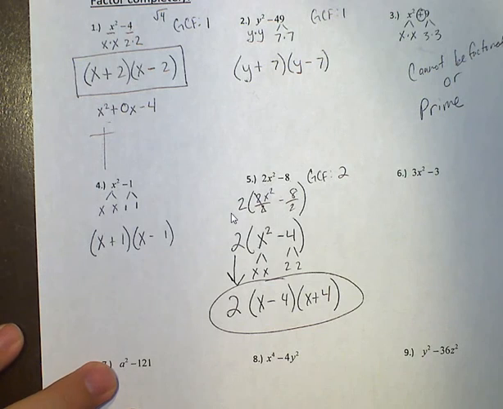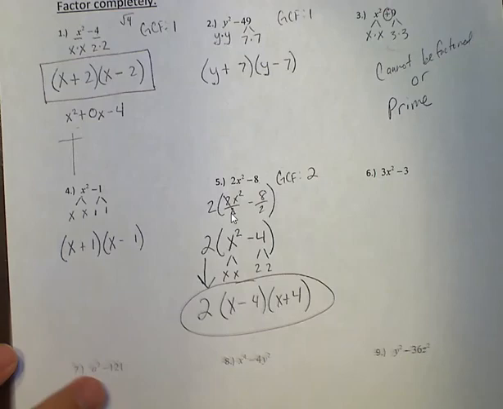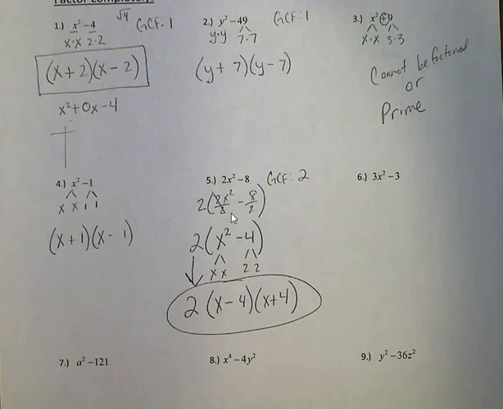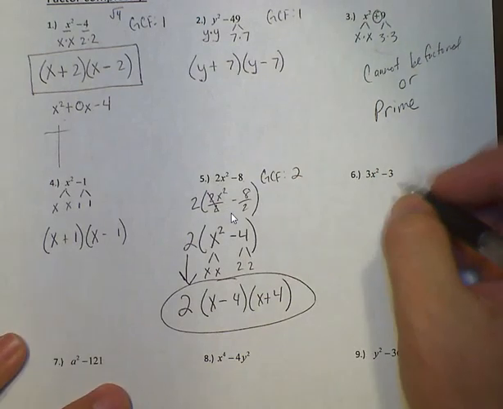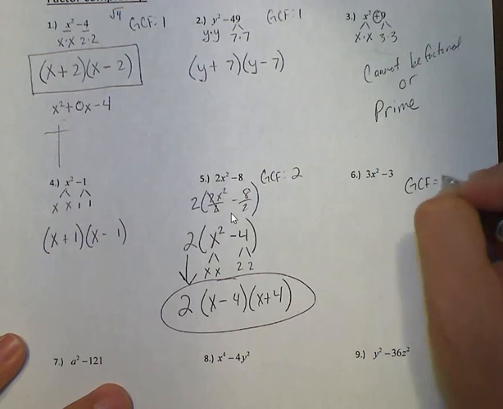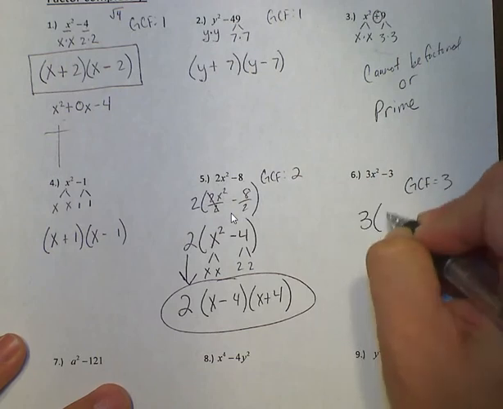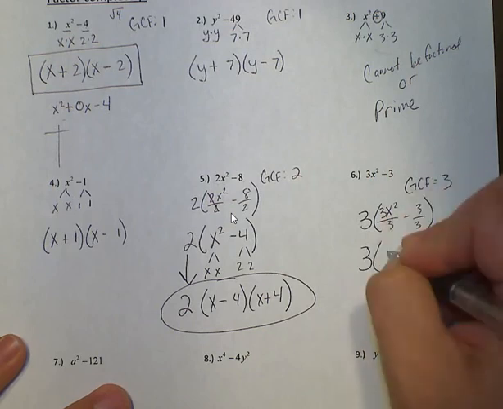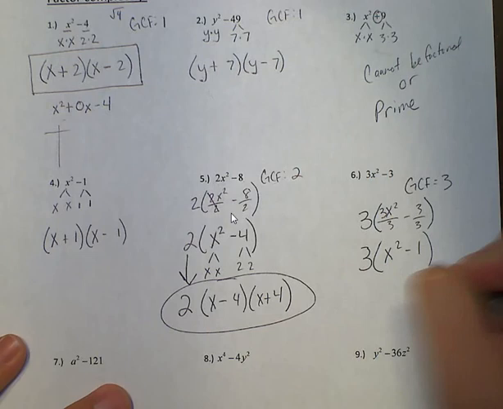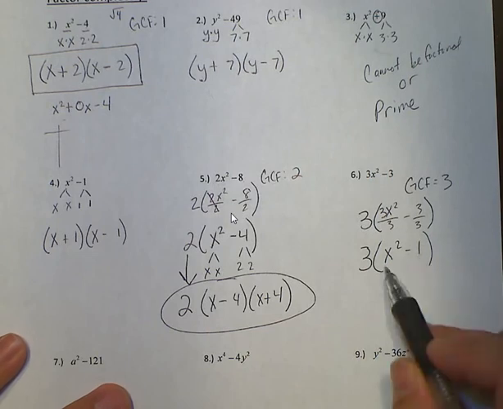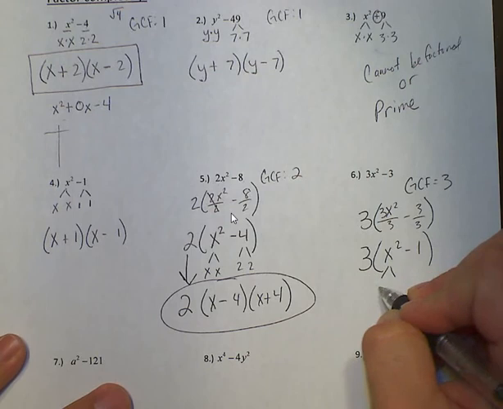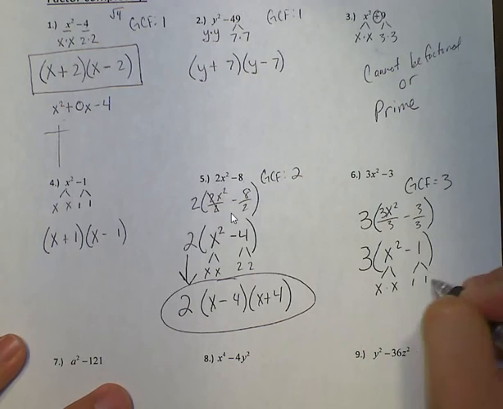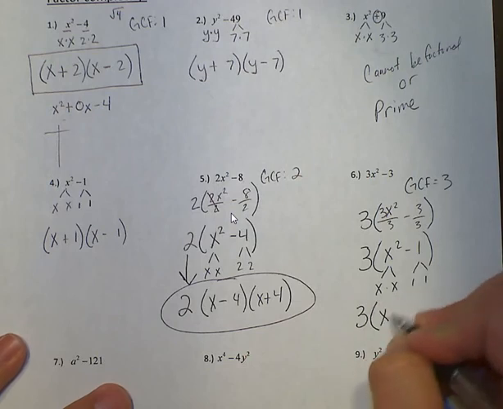All right, why don't you go ahead and try 6. Go ahead and pause this. Give 6 a try. I'm going to go ahead and do it. My GCF is 3, so I'm going to factor out a 3. So I have 3 times x squared minus 1. Now I'm going to see, are these both perfect squares? I see my minus is there, so this is definitely subtraction. X times x, 1 times 1. So the 3 stays on the outside. x plus 1, x minus 1.